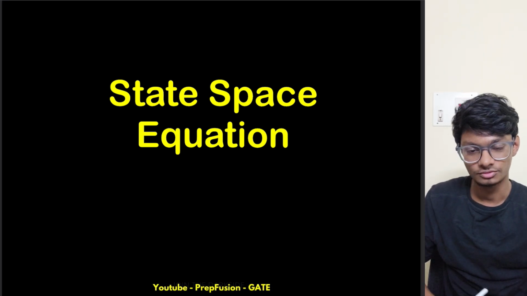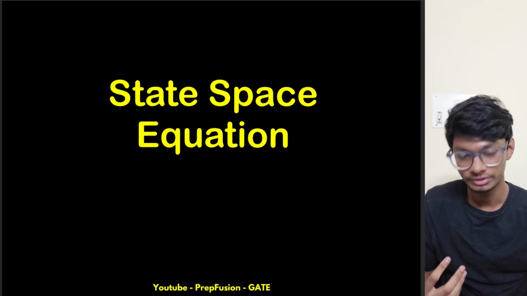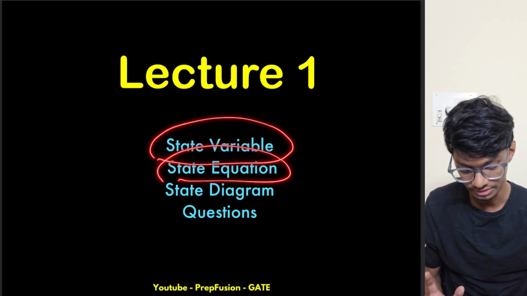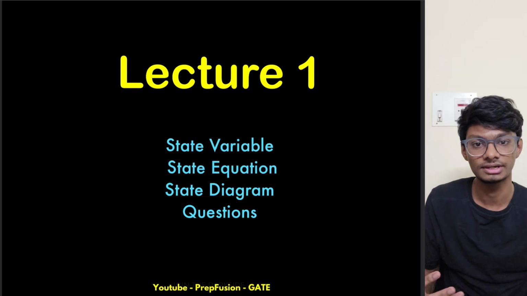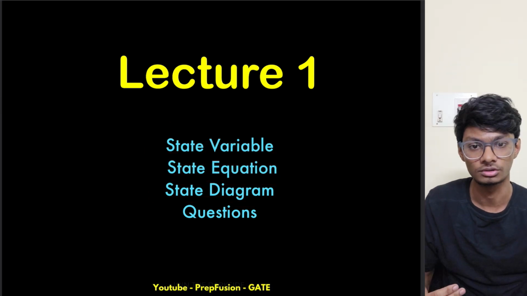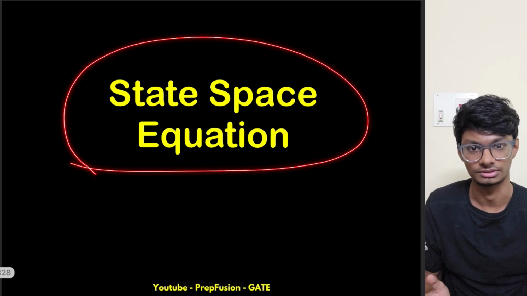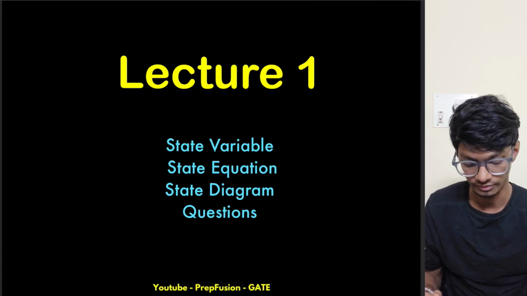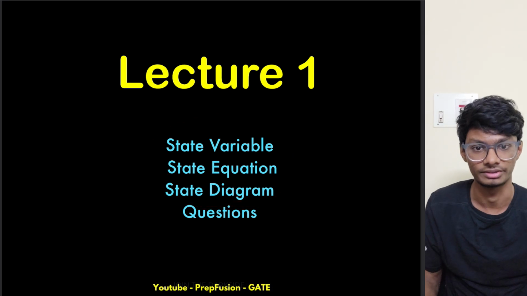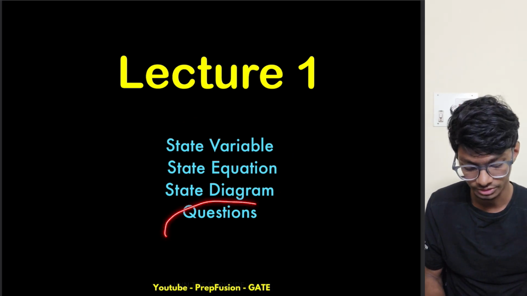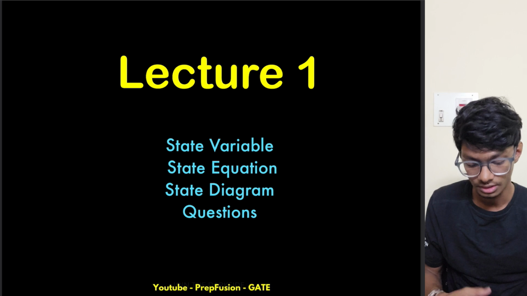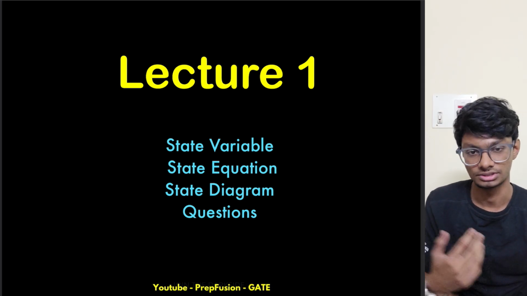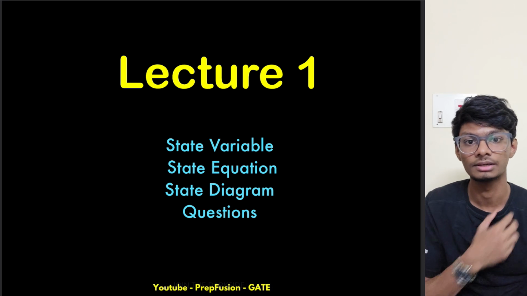So what we'll do in this lecture is we'll learn about state variables, state equations and state diagrams. These three are the main fundamental building blocks of this state space equation, right? For us to understand what a state space equation is, we have to understand these three topics. After that, we'll do questions on these three topics. We'll go slowly in this chapter, because this is a very fundamental and important chapter.